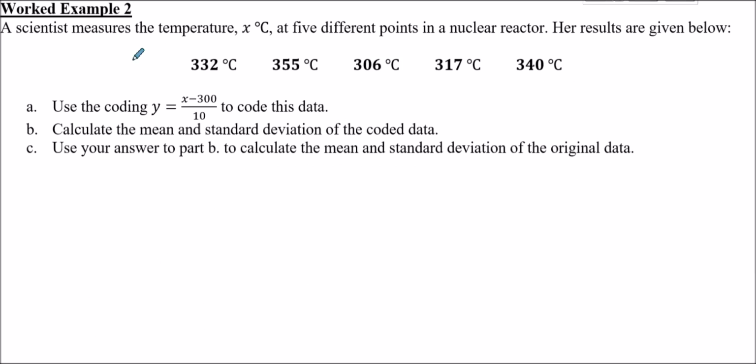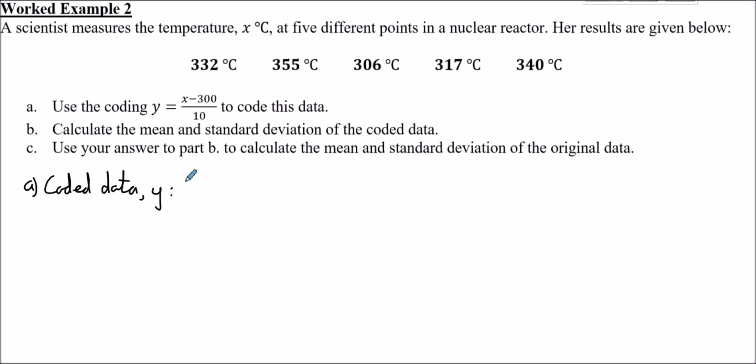So let's look at a second worked example. This time a scientist is measuring the temperature, x degrees, at 5 different points in a nuclear reactor. Her results are given below. Again, similar to worked example 1, part A, use the coding y equals x minus 300 divided by 10 to code the data. I'm going to call this coded data y for part A. So take away 300 and divide by 10.